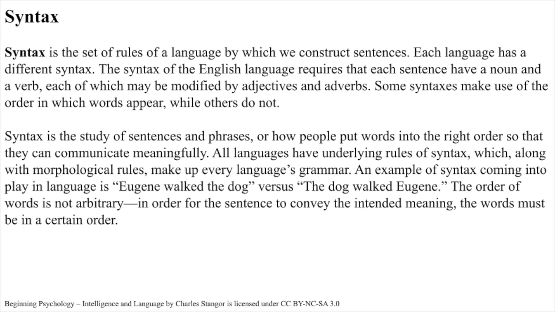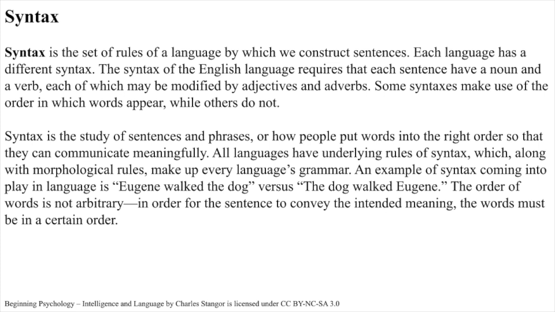Syntax. Syntax is the set of rules of a language by which we construct sentences. Each language has a different syntax. The syntax of the English language requires that each sentence have a noun and a verb, each of which may be modified by adjectives and adverbs. Some syntaxes make use of the order in which words appear, while others do not. Syntax is the study of sentences and phrases, or how people put words into the right order so that they can communicate meaningfully. All languages have underlying rules of syntax, which, along with morphological rules, make up every language's grammar.